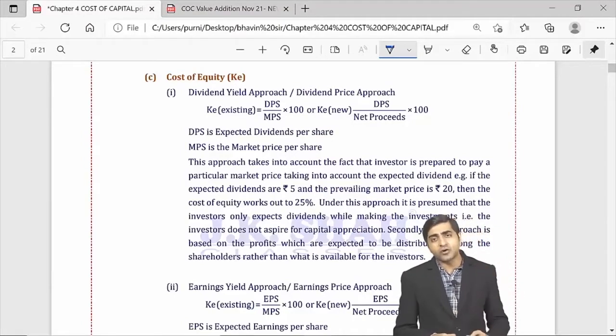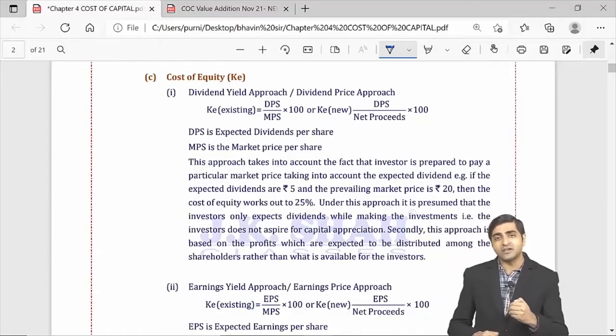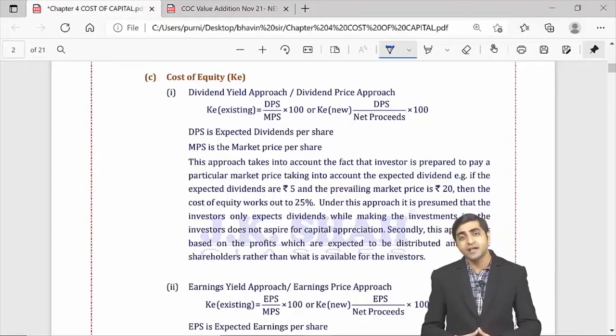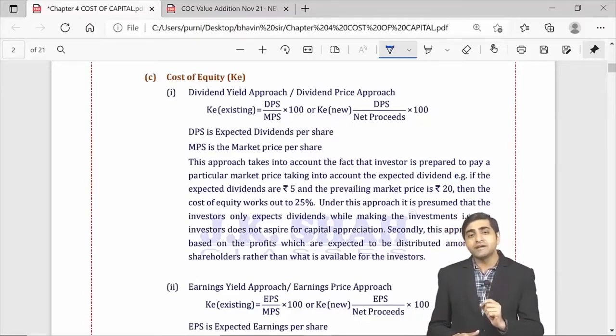But guys, in all these 4 approaches, if they have given to you that new equity shares have been issued at market price and there is some flotation cost which has been subtracted, then for all the new calculations we will be taking net proceeds into consideration in the denominator.